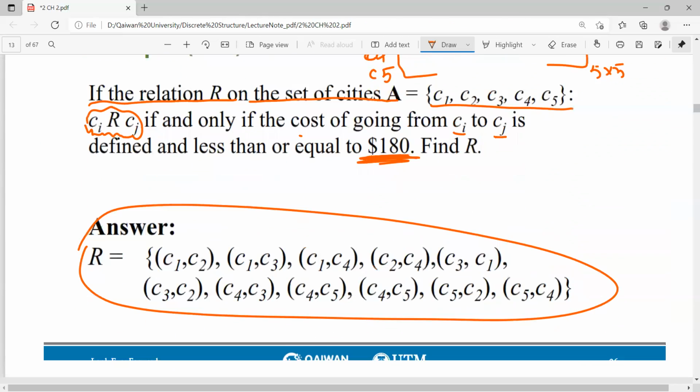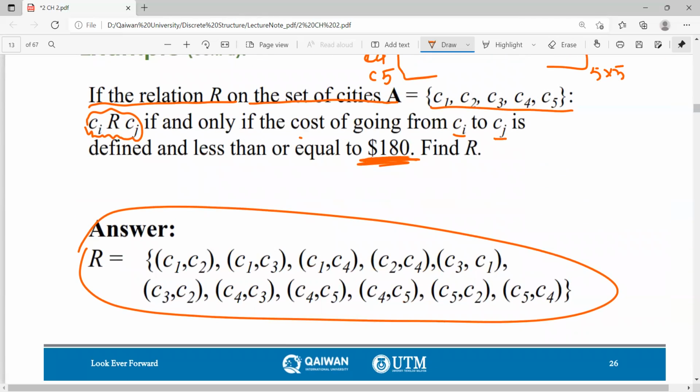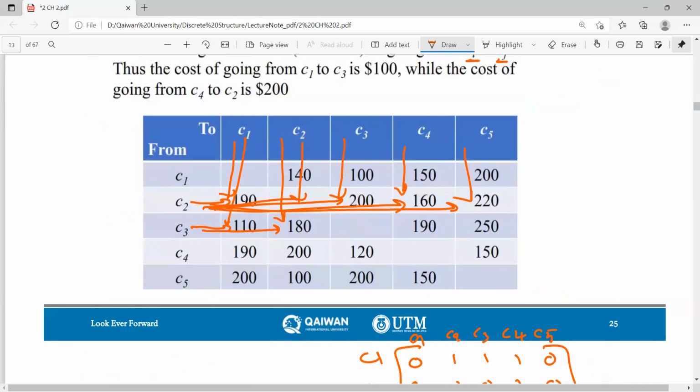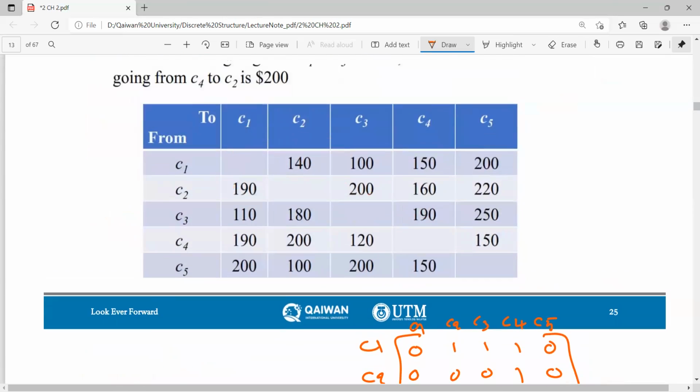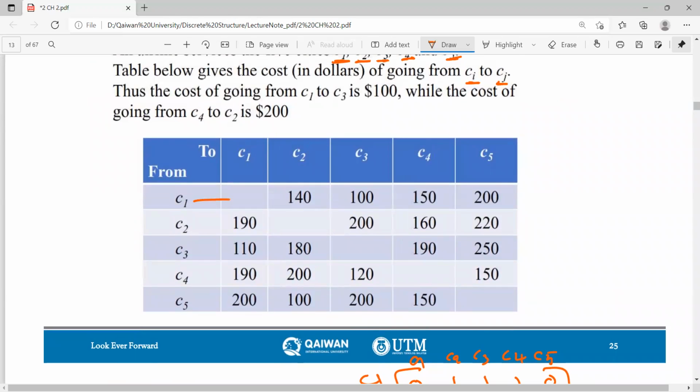Okay? You can also write down the relation here. It's C1, C2, C1, C3, C1, C4. Look, we just write down the relation. We just write down C 1, 2, 3, 4, and 5 in the sets. We have no C1, C1, but we have C1, C2. This is in the relation. How about C1, C3? Yes.